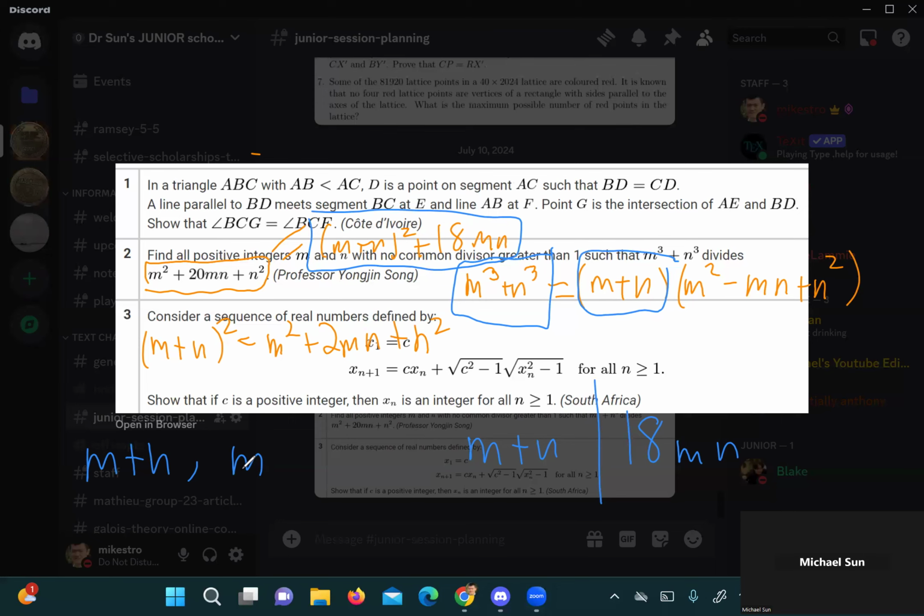Yeah, there's actually. So can you explain if m plus n and m have any common factors? Are you guys thinking about that right now?